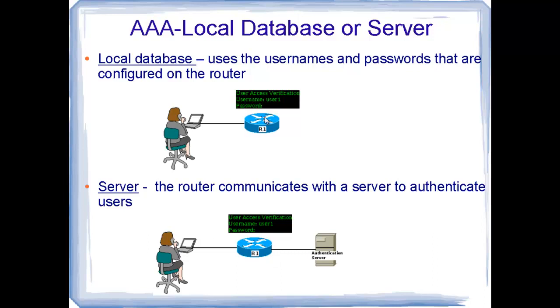So the difference is everything's local on the router with local database. You configure the username and passwords. With the server, the database is configured on some sort of authentication server. So first let's look at the local database.